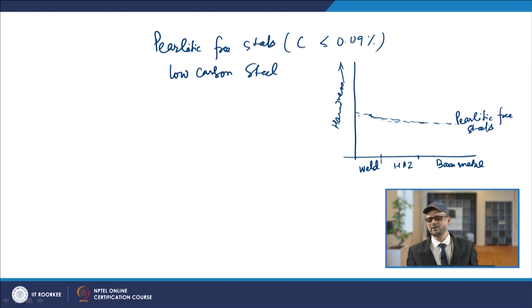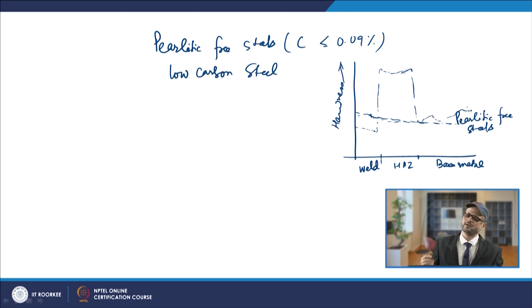And similarly, if you try to see for the low carbon steel, in those cases, this is a conventional low carbon steel. The hardness is much smaller in this case, but in the HAZ it increases a lot, and then further it will come down. So this way it will be varying. This will be for the conventional low carbon steel.